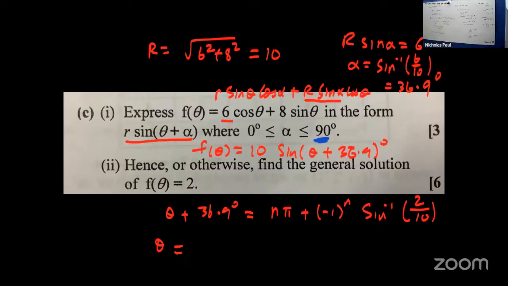So you're right, theta is equal to n pi plus what is sine inverse 210? What is sine inverse 210? Can we share? 11.5, and don't forget to minus back the 36.9, right? Any questions, Olia? Any questions?